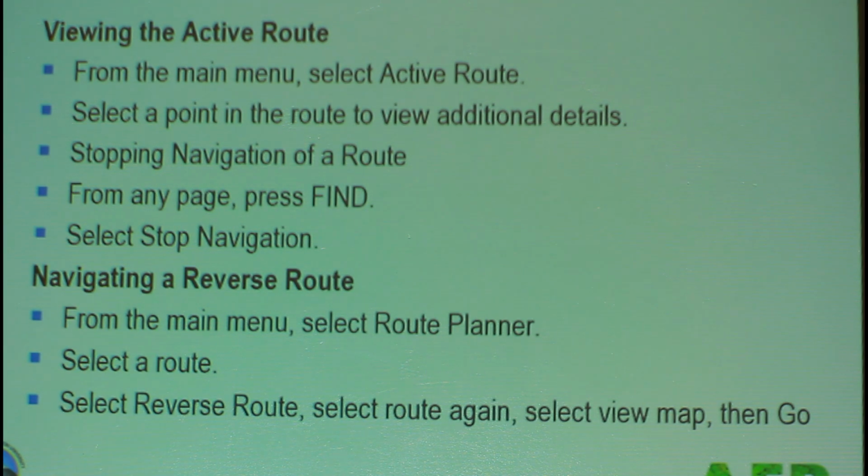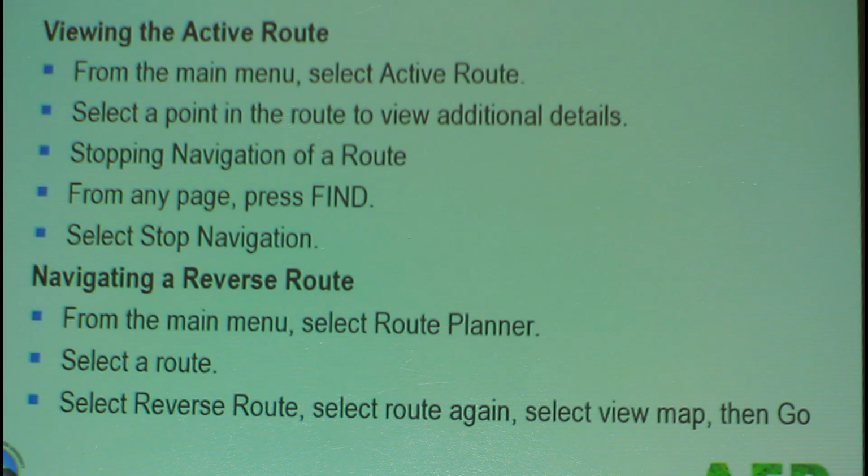If you select the point to the route, you can see additional details of the route. And you can also stop navigation of the route if you want to stop it. Normally, for example, when you wanted to activate it, you pressed find, you found the route where you want to go, and you pressed go. Or assuming you wanted to navigate to a certain place, you looked for that particular area, selected it, and asked the GPS to take you there.